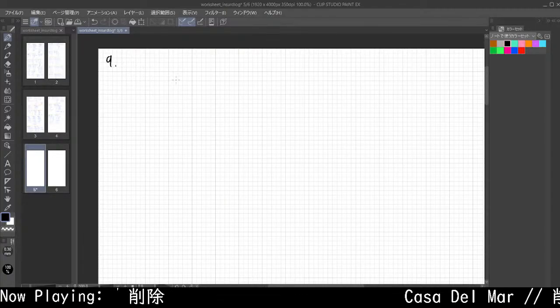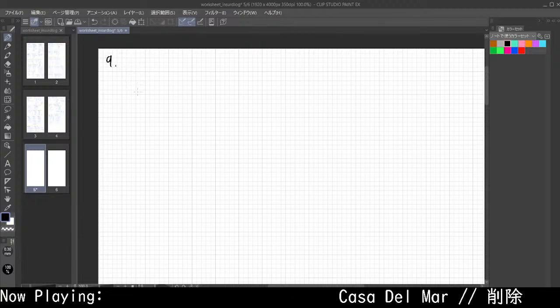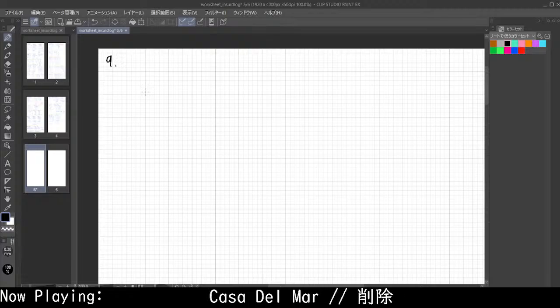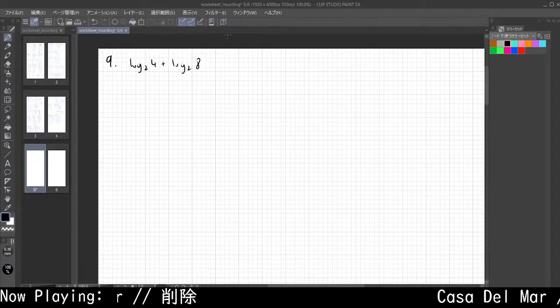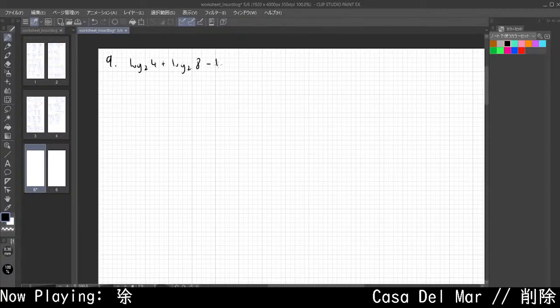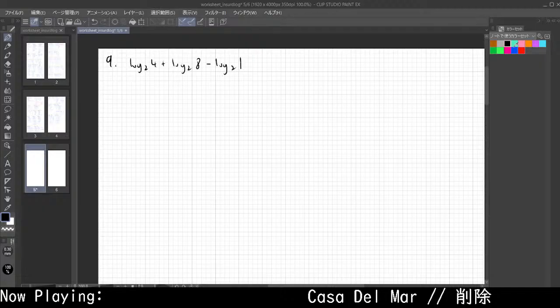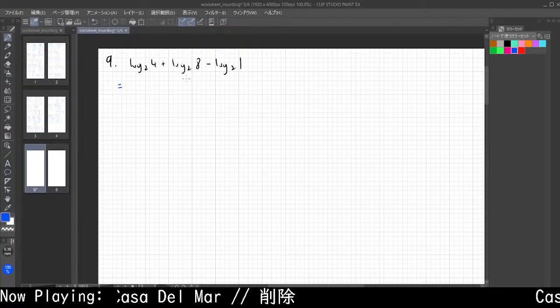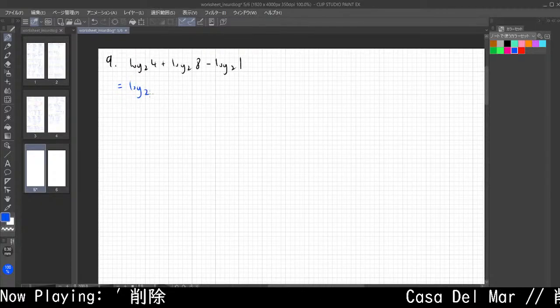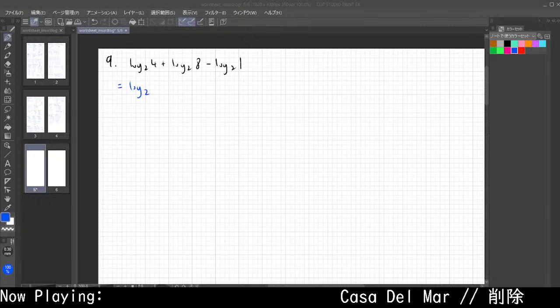So the way to simplify expressions. I know this isn't really in the workbook per se, but it's just normal rules of log, right? The first question says log base 2 of 4 plus log base 2 of 8 minus log base 2 of 1. You see all of them are the same log, right? So what you can do is directly add and minus. So you get one single log.